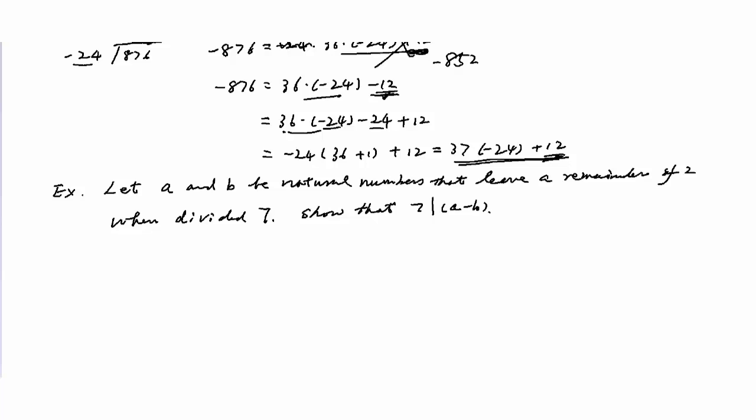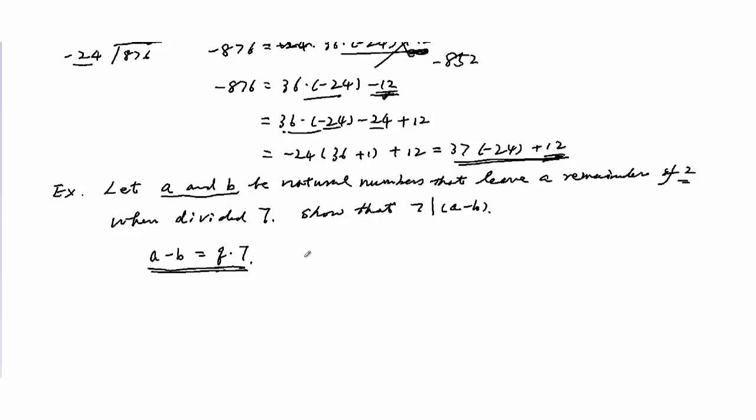To see how we prove this one, first let's analyze this. If we want to show 7 divides A minus B, in terms of definition, we know that A minus B equals some number times 7. This would be the quotient. So if we can demonstrate this, then this question is proved. Then let's look at what we are given here. A and B are natural numbers, and when they are divided by 7, the remainder is 2.